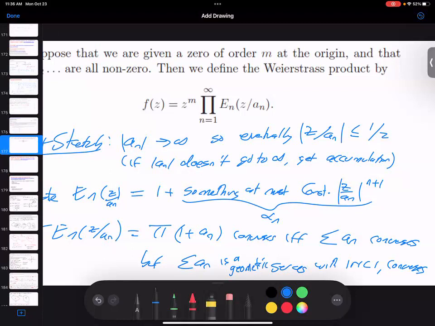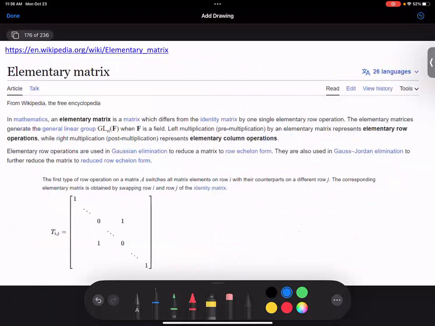All right. There was a slide that I quickly went through that I want to circle back to. I'm going to risk asking if people remember things from linear algebra, elementary matrices.